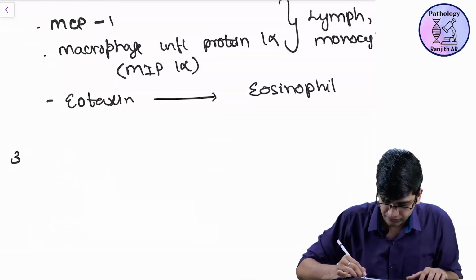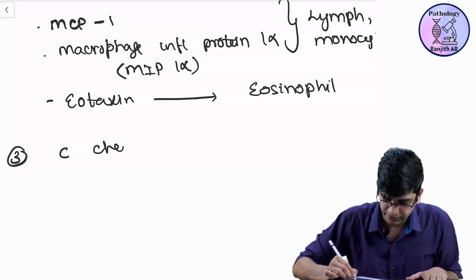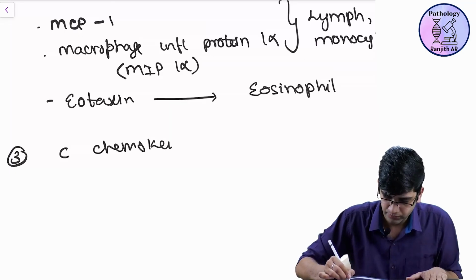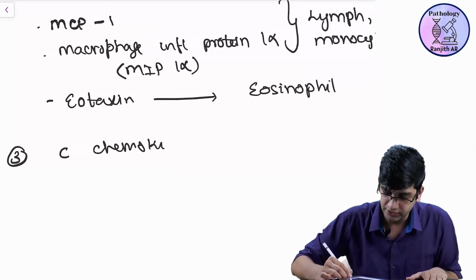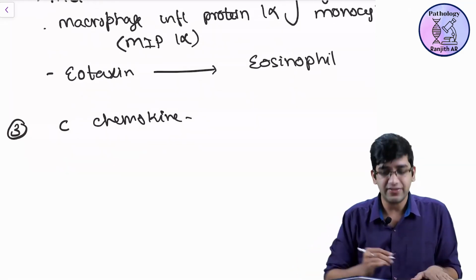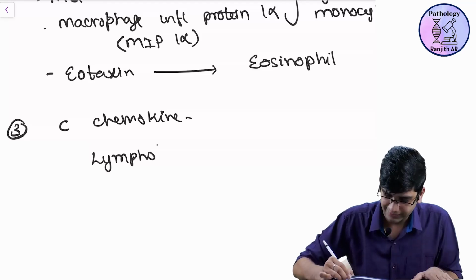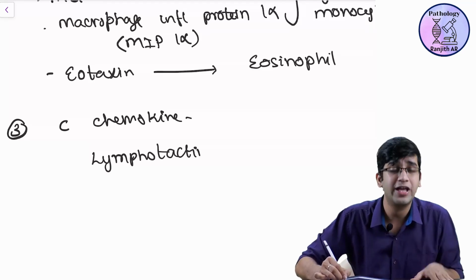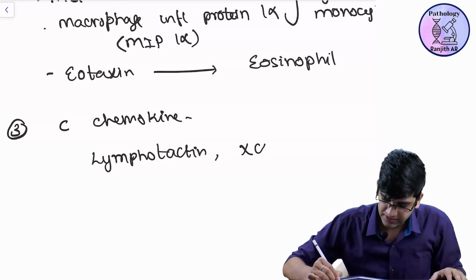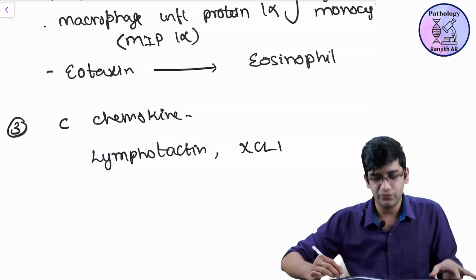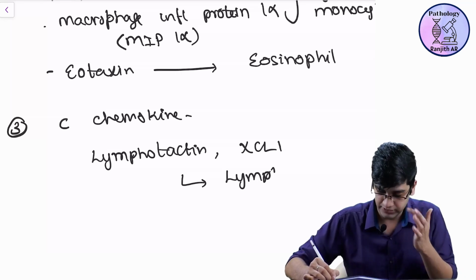The third group is called C chemokines. Just C chemokine. Here I have two molecules. We have lymphotactin. As the name says, you know that it's going to help me attract lymphocytes, and also XCL1. If you remember lymphotactin, more than enough, it's going to attract lymphocytes. That's for lymphocytes. Fine.